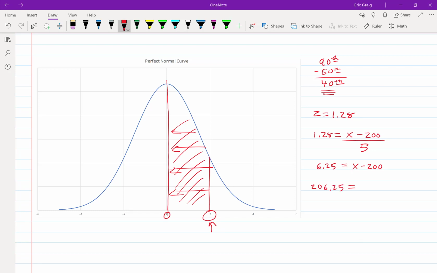206.25 equals x. So 90% of our students scored 206.25 or less. 90% of our students scored somewhere in this area over here.